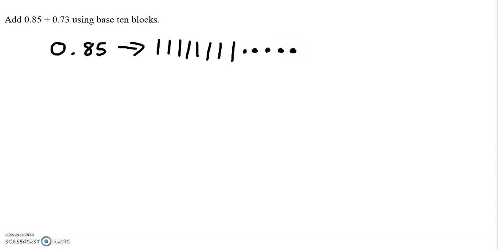Simple. Then, because I'm adding, and this is only when I'm adding, since subtracting is a little bit different, I'm going to also draw out the other number. So I have 73 hundredths. How do I draw that out? Well, I have 0 ones, so I don't need any flats.